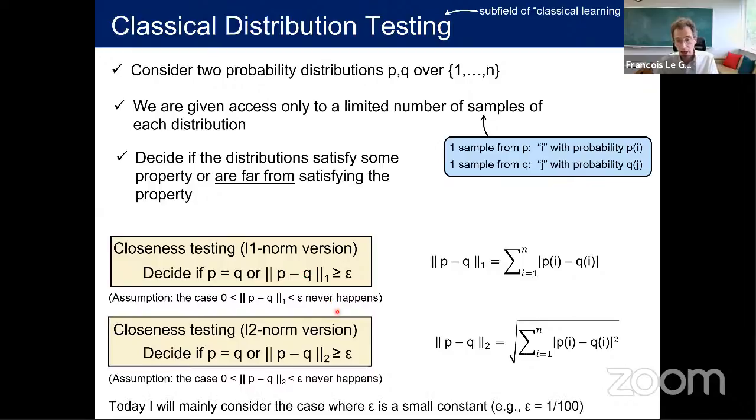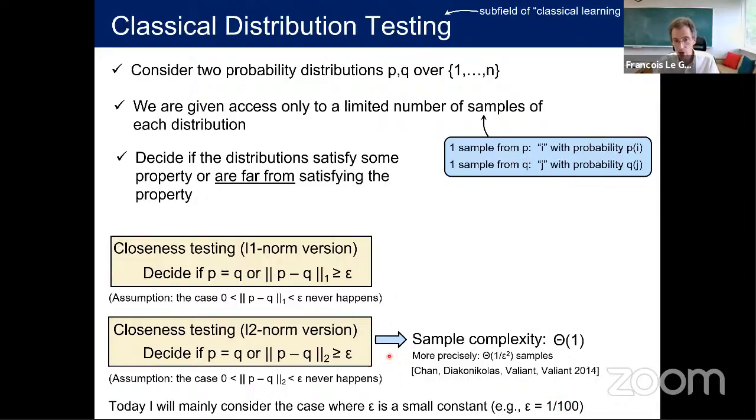Today I will consider mostly the case where epsilon is a constant. When epsilon is not a constant, we have to take care about the value of epsilon in the complexity. But today I will not focus on that, because my main purpose is to describe the complexity in terms of n and not of epsilon. So you can think of epsilon as being 1 over 100 or something similar, a very small constant.